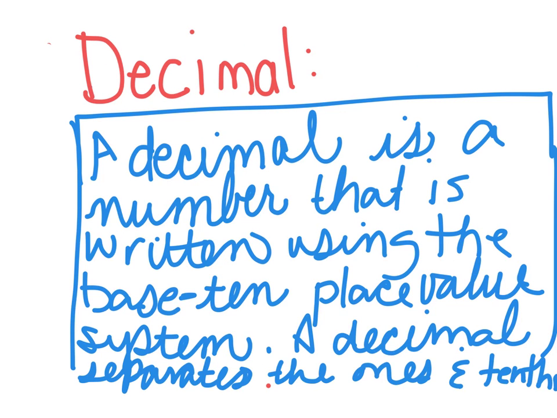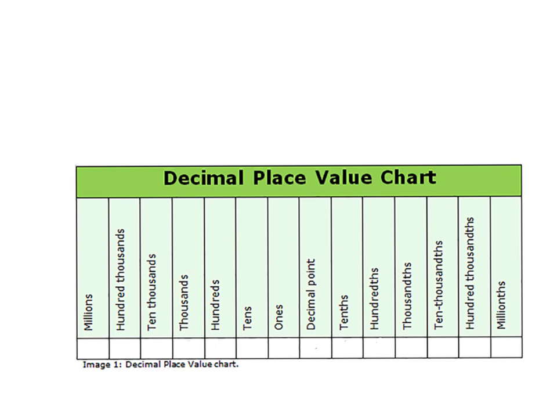Okay, so a decimal is a number that is written using the base 10 place value system. A decimal separates the ones and the tenths digits. And you were working with those blue place value, the base 10 blocks last week. On that decimals and place value, it's in the second box.